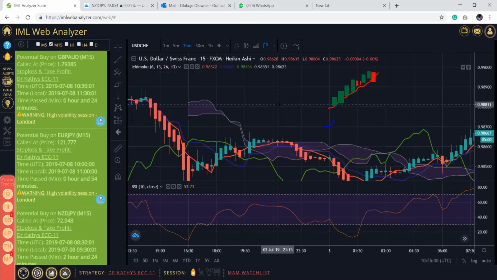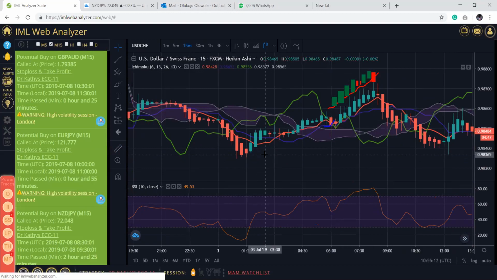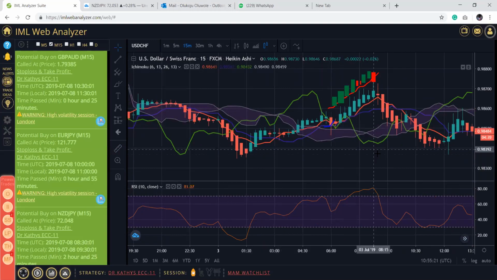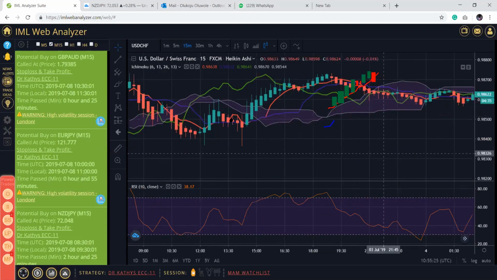The only thing here is that on 15 minutes, don't trade when the candles are inside the cloud. Something like this, don't trade. Don't trade a consolidated market. How will you know a consolidated market? You are seeing blue, blue, red, blue, red, blue, red, blue. You are not seeing momentum, like blue, blue, blue. You are only seeing blue, red, blue, red. It's a consolidated market. Don't trade a consolidated market.